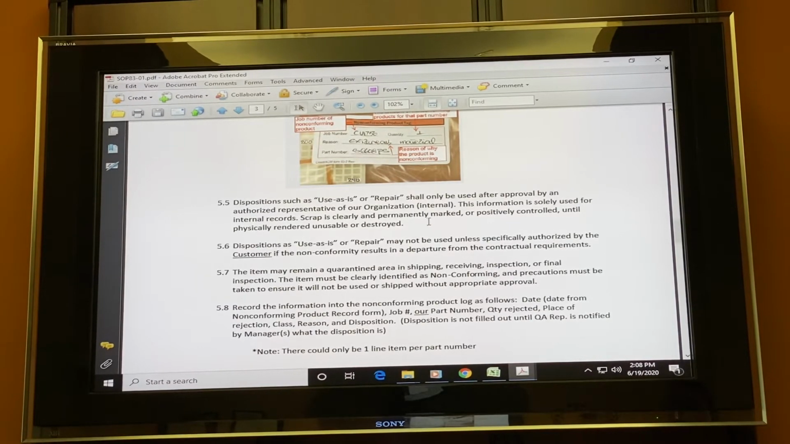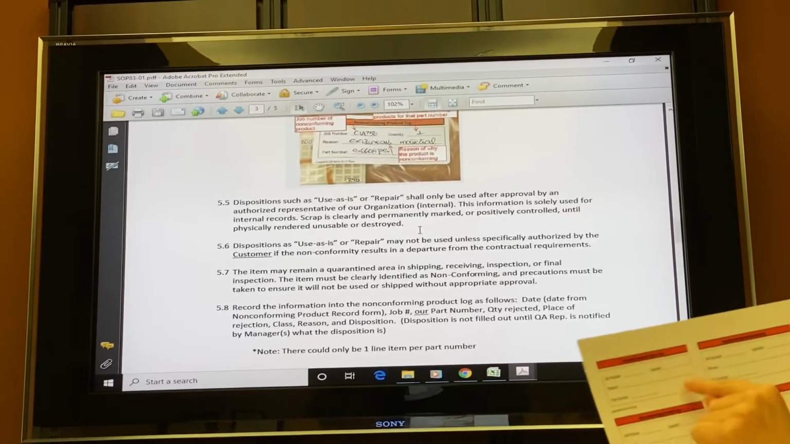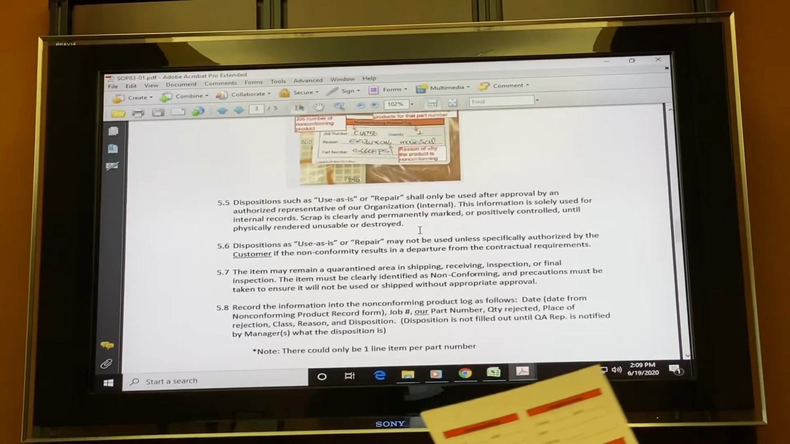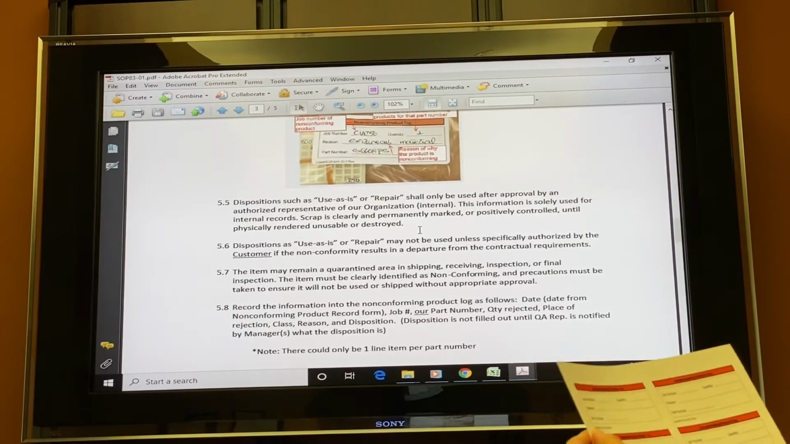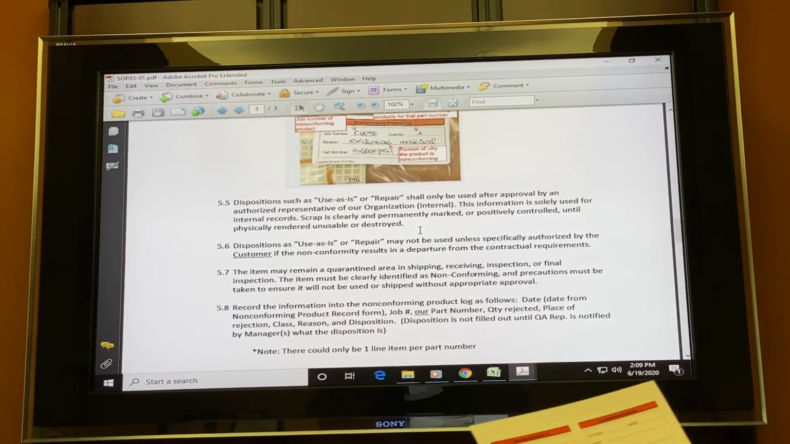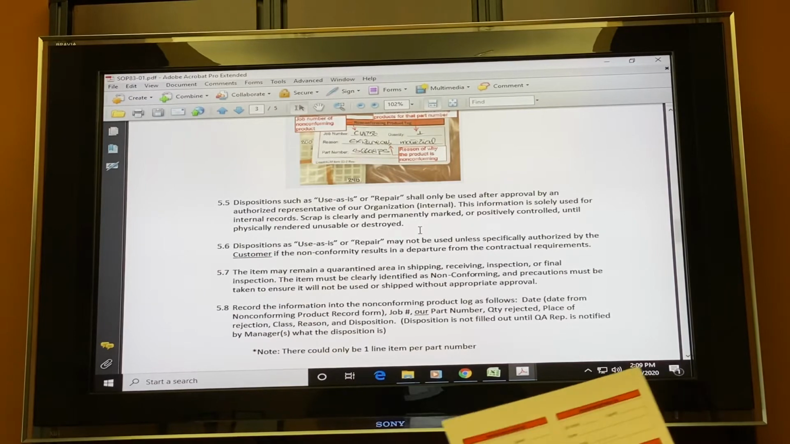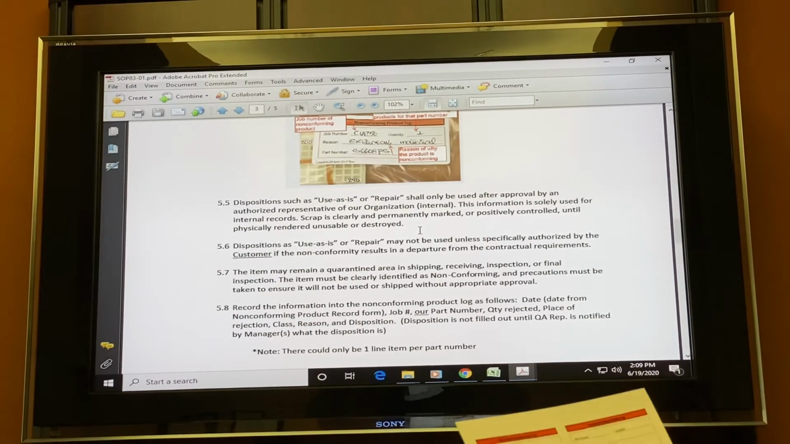Used for internal records. Scrap is clearly and permanently marked or positively controlled until physically rendered unusable or destroyed. So if it were to be marked as scrap, you want to make sure that you write it on this. As soon as they disposition it, you want to put scrap on here. And the last thing that I had heard was that Lorenzo handles the ones that are for scrap. So if they ever disposition it as scrap, you want to go ahead and just hand those over to Lorenzo.